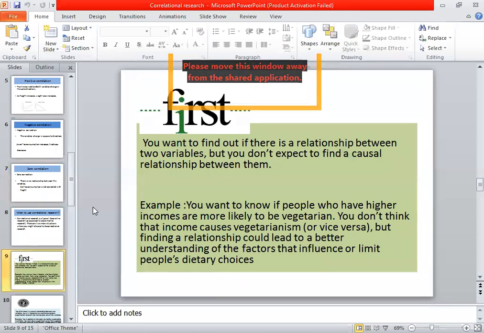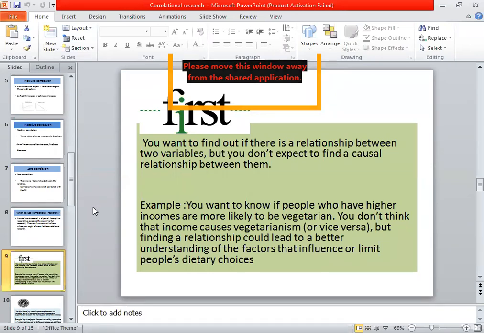First of all, what happens in correlational research? You want to find out if there is a relationship between two variables, but you do not expect to find a causal relationship between them. It means in correlational research, the whole purpose of a researcher is to find out the association or relationship between two variables, but the purpose is not to find a cause and effect relationship between them.